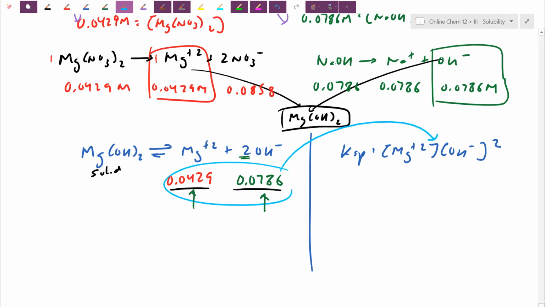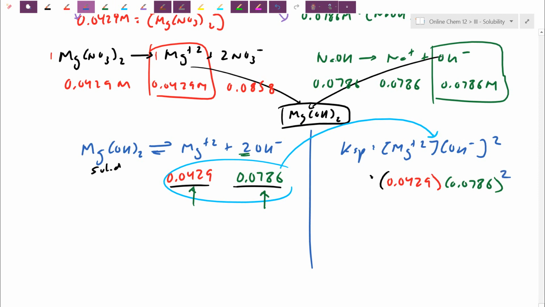But these are the amounts that I managed to dissolve to hit a saturated solution. Whenever you have these 2 amounts here, you put them in here. As you plug them into the KSP expression, the magnesium is going to be 0.0429. The hydroxide I calculated was 0.0786. It didn't follow the mole ratio. Do I still need to square it? Yes, I do. Right? Because based on the KSP, based on this equilibrium expression here, that 2 does go up to the power. Even though this hydroxide number was not quite double, it didn't quite follow the mole ratio, that 2 does go up to the power, and therefore calculates the KSP for you. 0.0429 times 0.0786 squared. This gives you 2.65 times 10 to the negative 4.